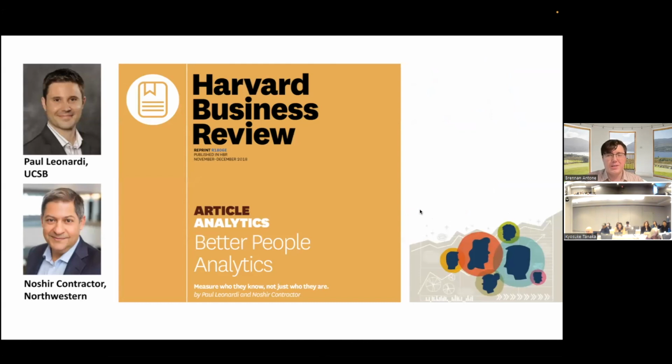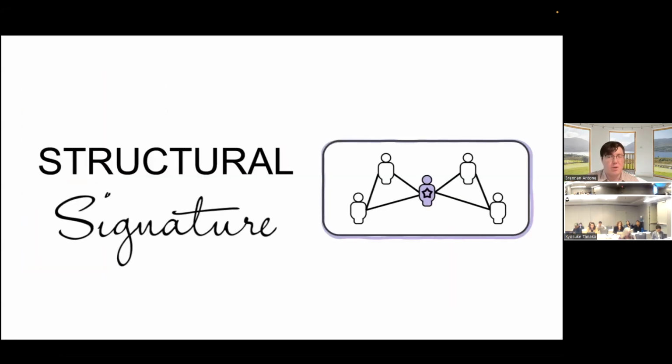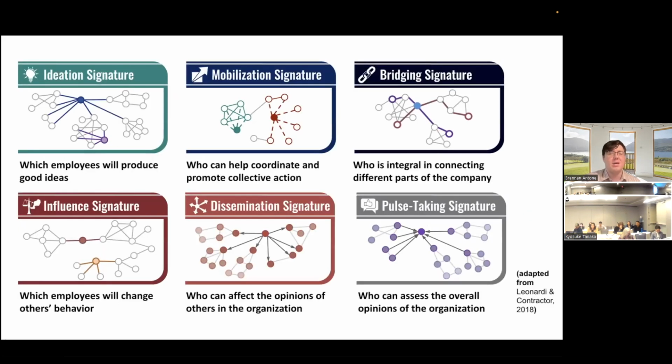This exercise builds on and was inspired by a Harvard Business Review article that Paul Leonardi authored with Noshir. Part of the article was about how we think about networks in organizations and trying to make network thinking and network insights more accessible to people. And that's where they coined this concept of structural signatures, properties of networks that say what the network enables or what the network constrains. So these are 6 of the signatures that we present in the report.